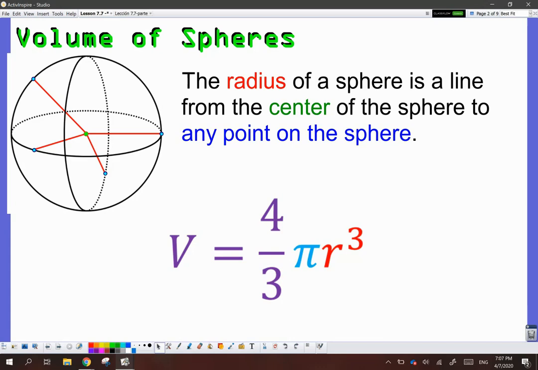Now the formula is a little bit ugly, but the beauty of this one is that the only thing we need to find is the radius. So as long as we know the radius of the sphere, then we know what number to plug in here, and the rest we can just type into the calculator to find that volume. So why don't we take a look at an example to see how straightforward it is.